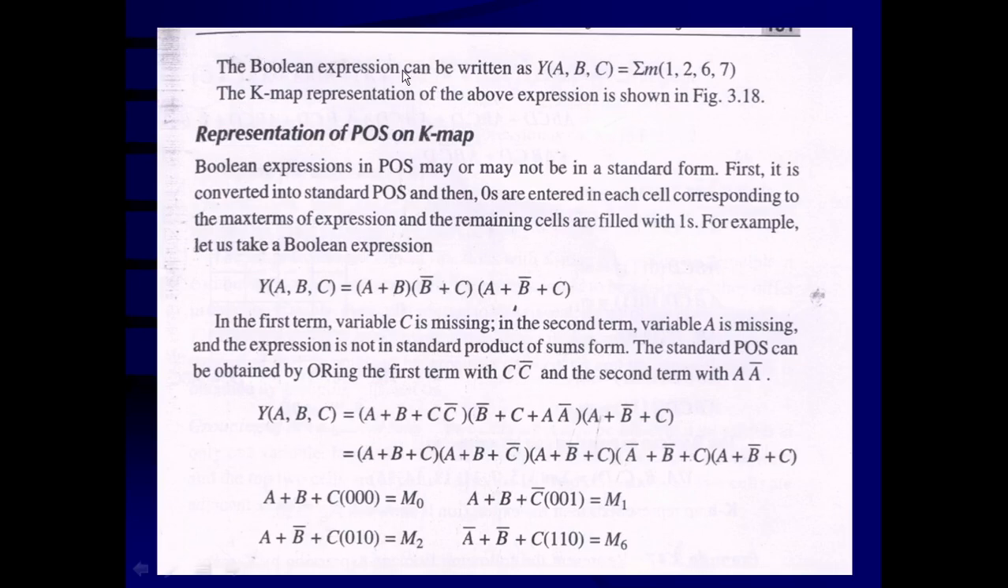So the Boolean expression can be written as Y is a function of ABC, equal to sigma 1, 2, 6, 7. And the Karnaugh map representation of the above expression is shown in figure 3.18.